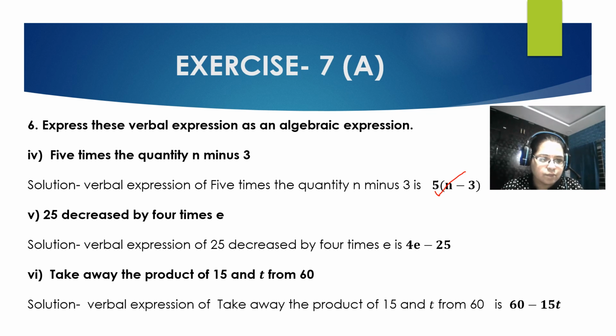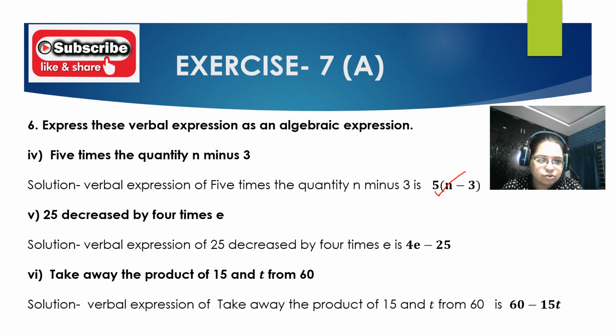Fifth bit, 25 decreased by 4 times e. Here decreased by will be represented with minus sign and times will be represented with multiplication symbol. So verbal expression of 25 decreased by 4 times e is 4e minus 25.